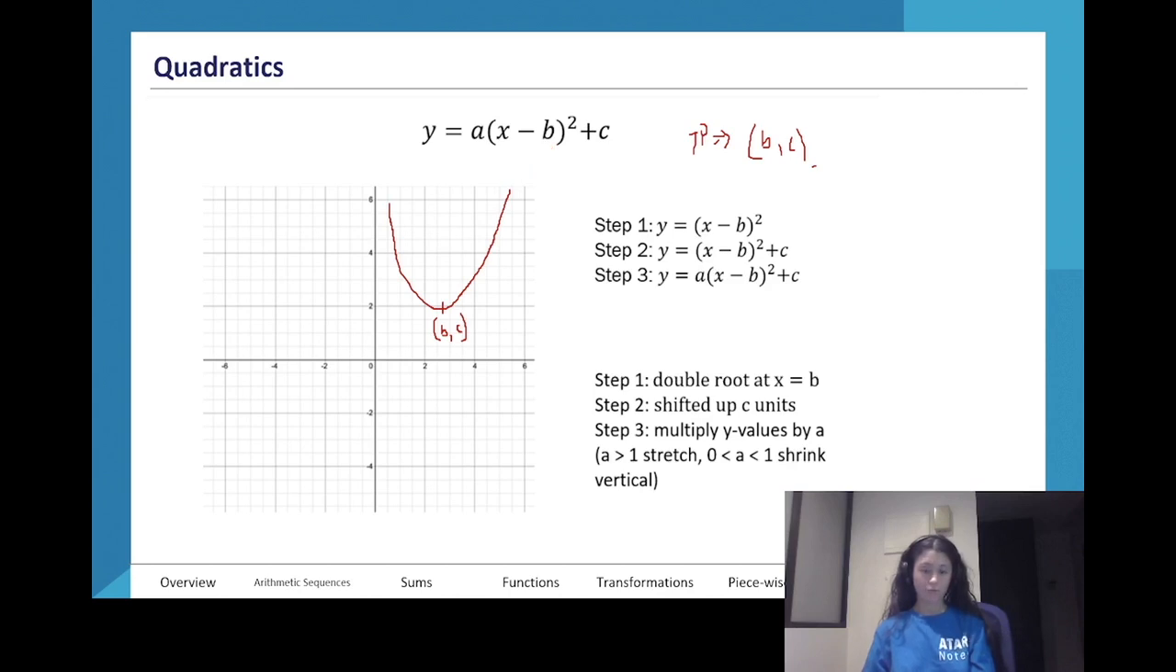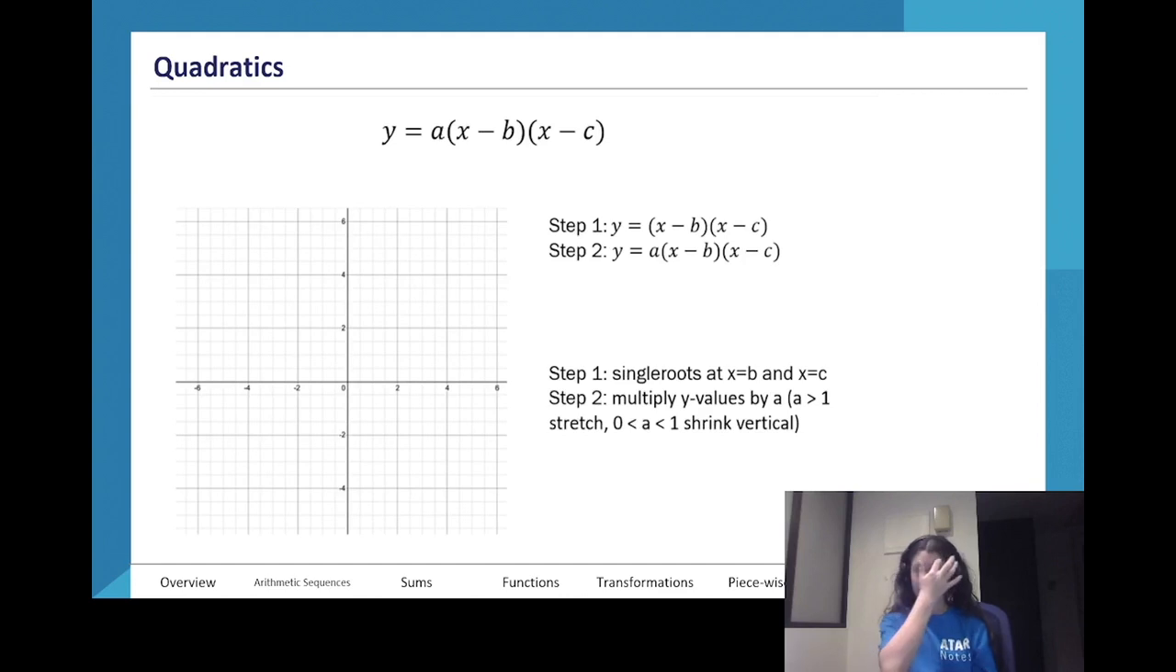And then, of course, the final step is the a, which dilates the function. Remember, that is going to stretch it or shrink it vertically. Okay. Moving on to our next form.